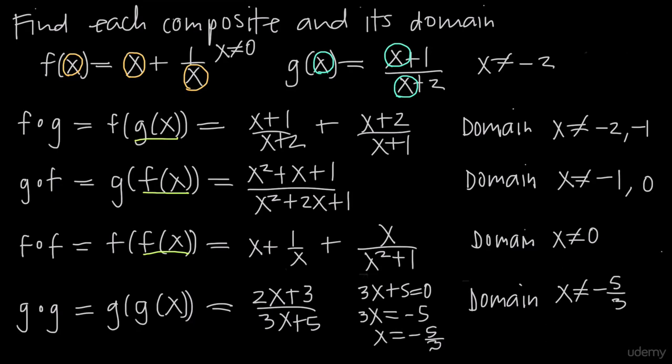That accounts for the composite, but we haven't yet accounted for the inside function g of x. So its domain is all x not equal to negative 2, so we have to add that to our domain and say the domain of this composite is all x not equal to negative 5/3 and negative 2. And now we have the domain of the composite. So that's how you find composite functions and their domains.